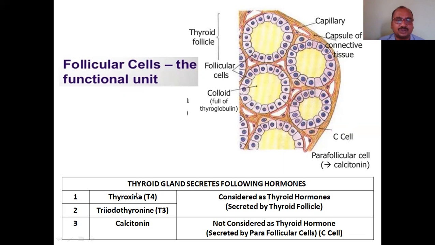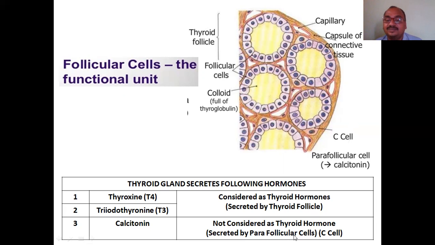Parafollicular. Here I have shown the thyroid gland secretes the following hormones. Number 1, thyroxine, T4. Triiodothyronine, T3. These are considered thyroid hormones. They are secreted by the thyroid follicle. Whereas calcitonin is not considered a thyroid hormone, but it is released by the thyroid gland.